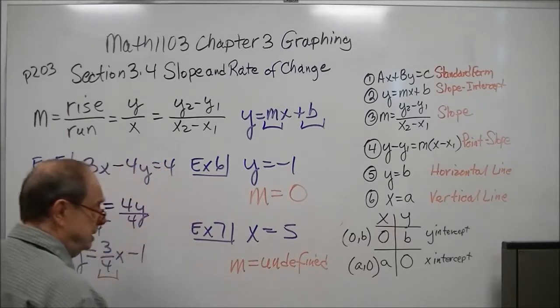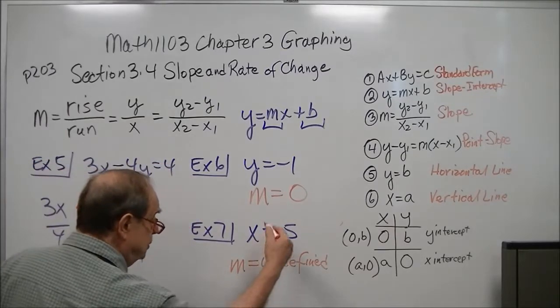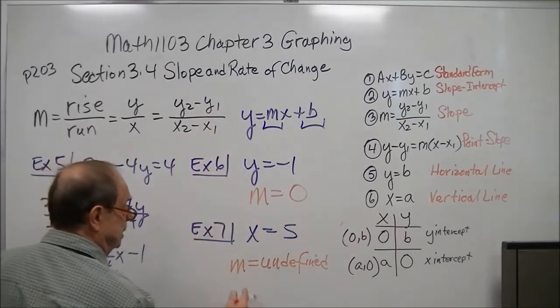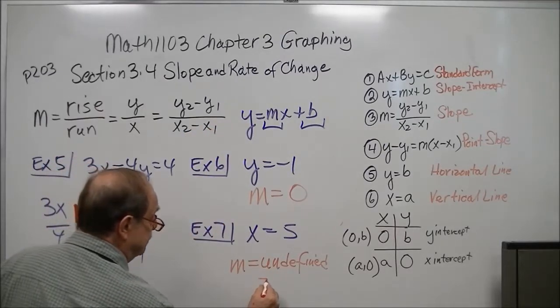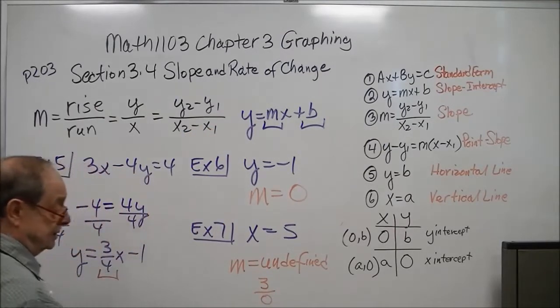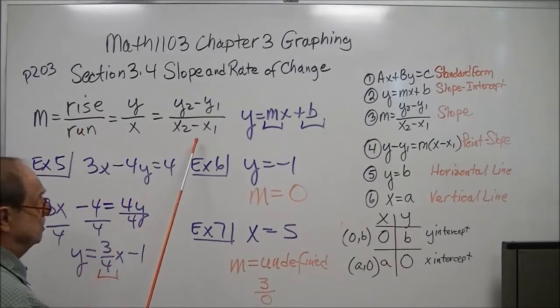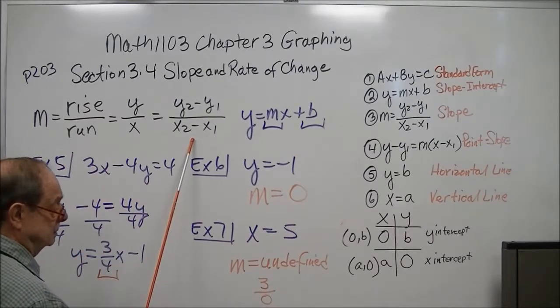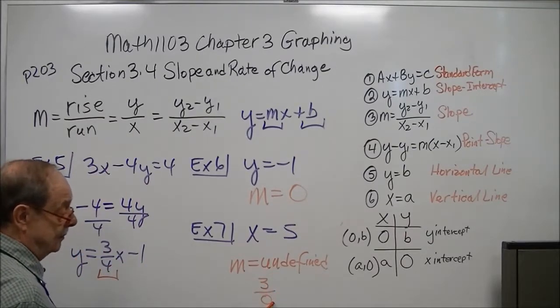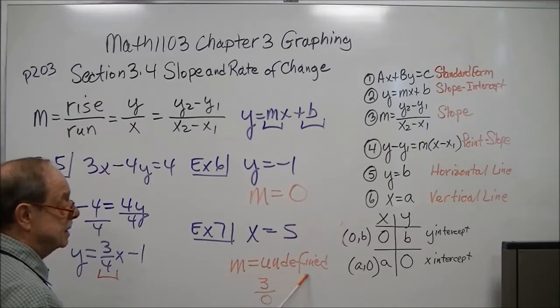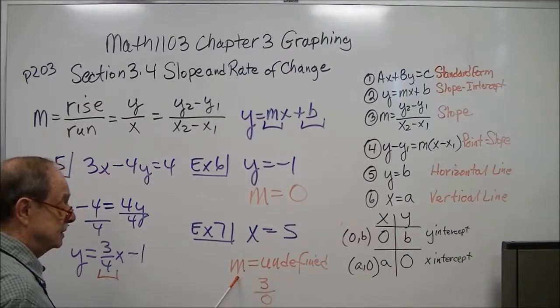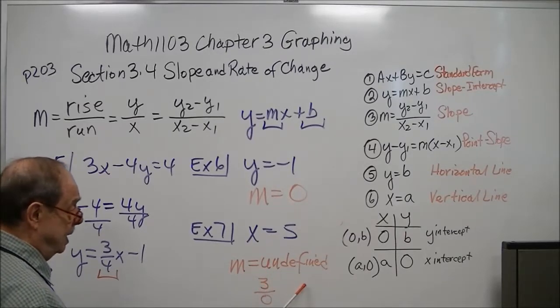Now what does that mean? Quickly, it just means that when you use this slope formula, you ended up with something like 3 divided by 0. This bottom became 0. We can't have a denominator that's 0. Anytime we have a denominator that's 0, it is undefined. So in this case, the slope is undefined.